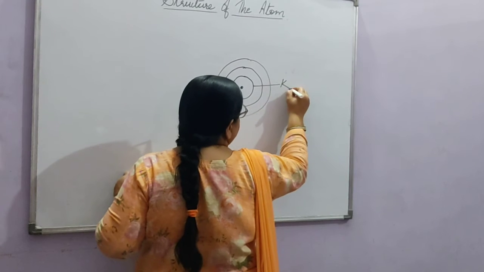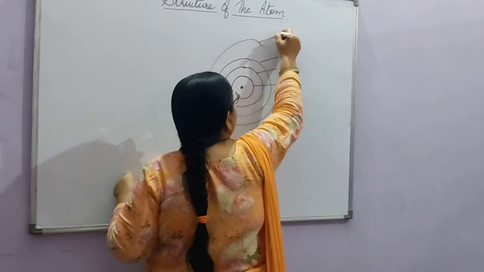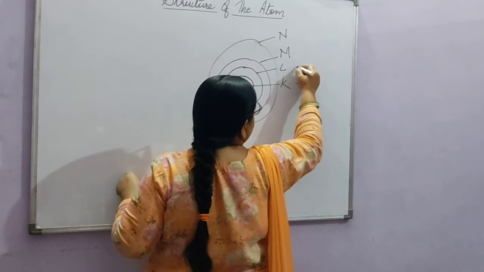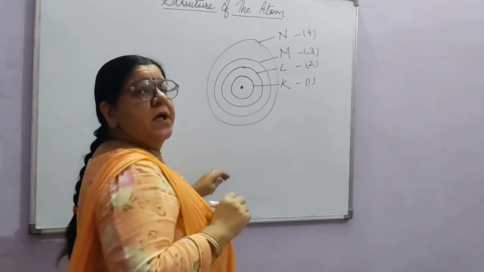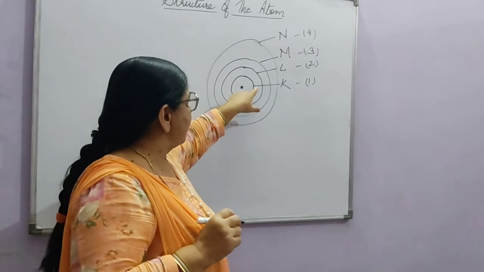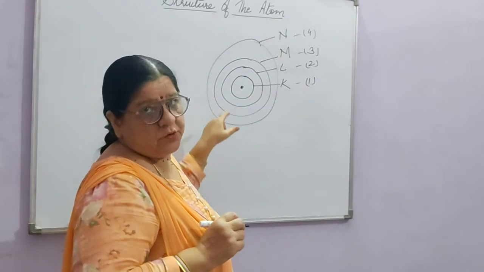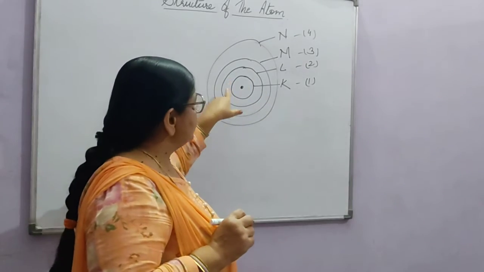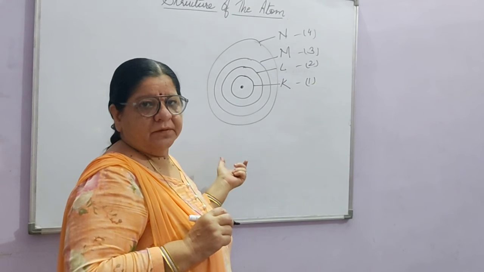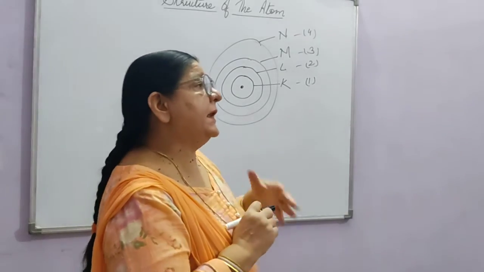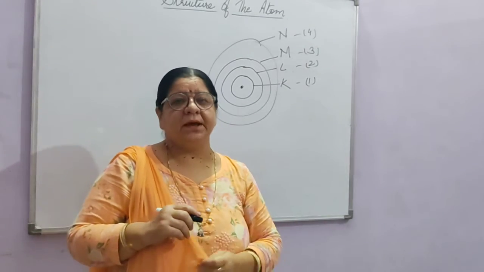this he named as K, L, M, N, or first shell, second shell, third shell, fourth shell, and so on. This is how he gave the names, that the electrons keep revolving around the nucleus in these fixed orbits, right? And they do not radiate any energy when they are moving in these orbits. So then how electrons were distributed according to these shells, this I will tell you in the next video.